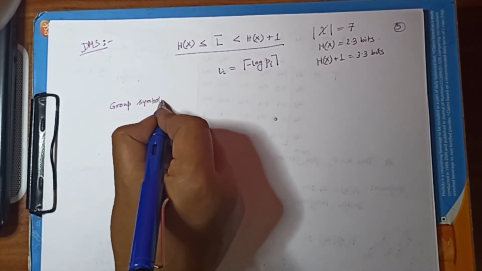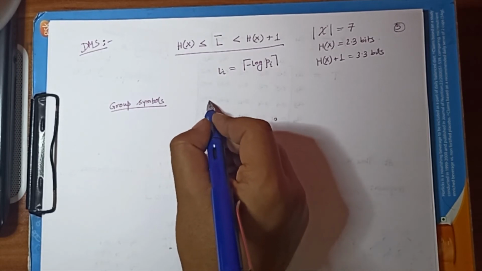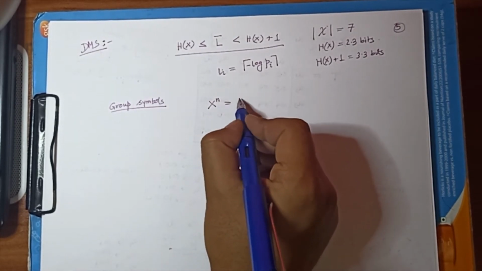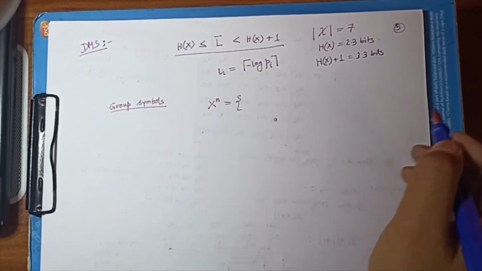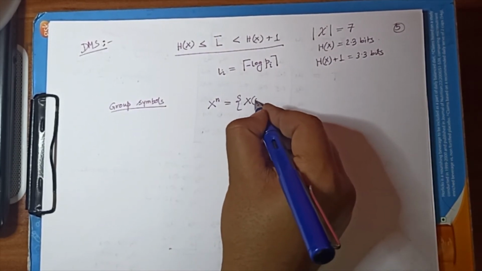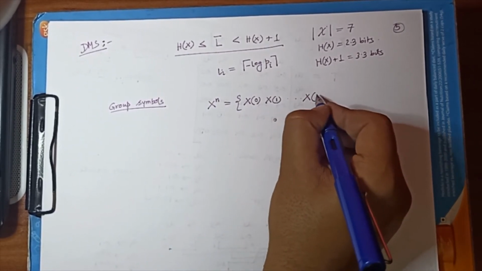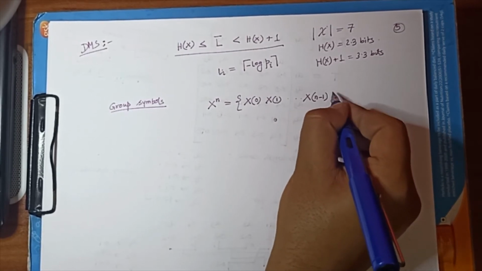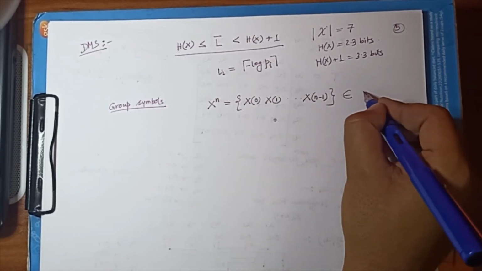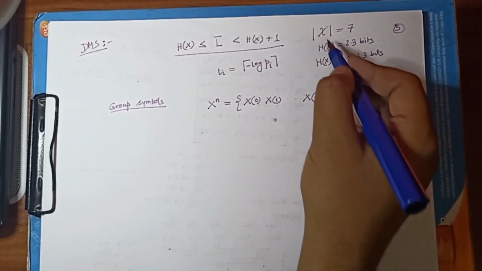So instead of taking one symbol, if you take a vector of symbols, so instead of x, you take x^n. x^n is basically a vector of n consecutive random variables. So it is like x at time t equal to 0, x at time t equal to 1, up to, say, x at time t equal to n minus 1. If I take this vector, it will belong to the space which is basically the Cartesian product of the alphabet n times.